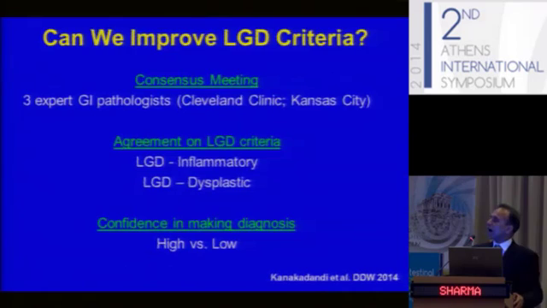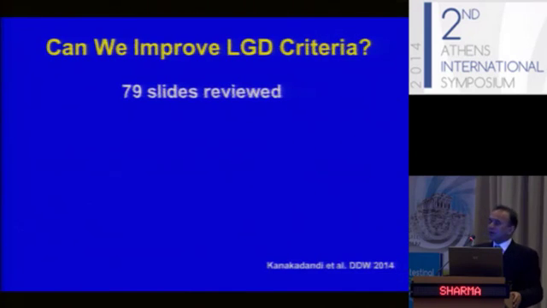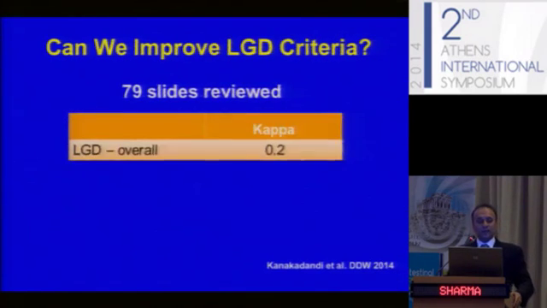And also how confident they were in making this diagnosis, because we use this in medicine all the time. When you see something abnormal on endoscopy, you try to think how confident you are whether this is truly a polyp or is this a lymphoid follicle in the colon near the terminal ileum or not. So we decided to give our pathologists this option as well. We had 79 slides reviewed by them, and to our disappointment, even after revising the criteria, the pathologists were worse than a coin toss in making the diagnosis.